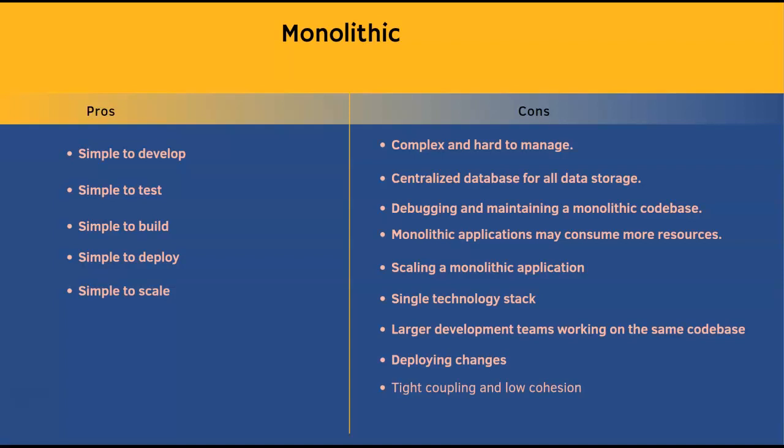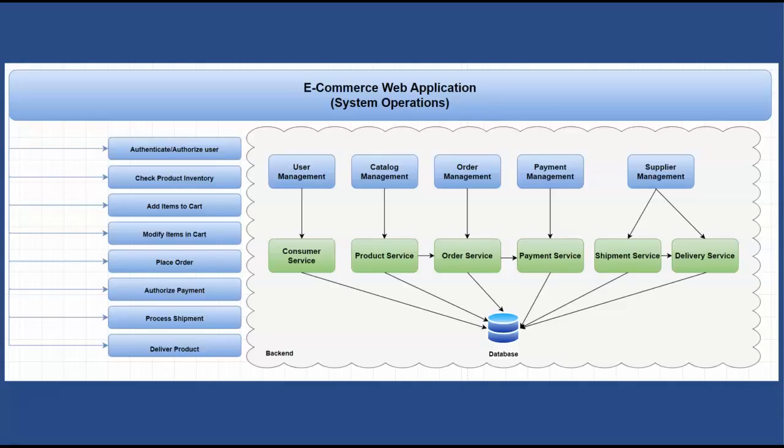It becomes very complex and hard to manage. Centralized database for all data storage. As you saw in the diagram, there is only one database, and this database is accessed from all the services: consumer service, product service, order service, payment service, shipment service, and delivery service. All services access the same database.